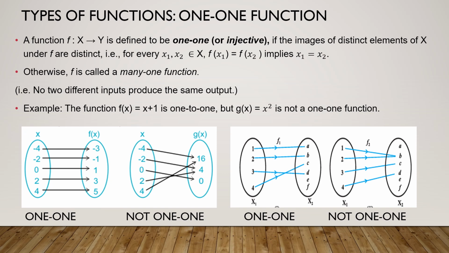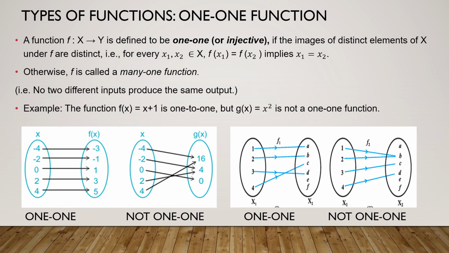But suppose you define the function g(x) as x squared, it is not 1-1. Why? Because f(x1) equal to f(x2), 16 equal to 16. How can you get 16? You can get 16 by squaring 4 and also by squaring minus 4. So f(x1) = f(x2) will not always imply that x1 and x2 are the same.